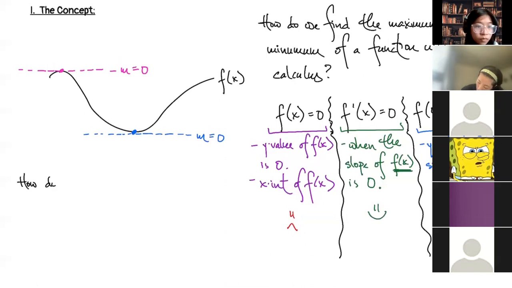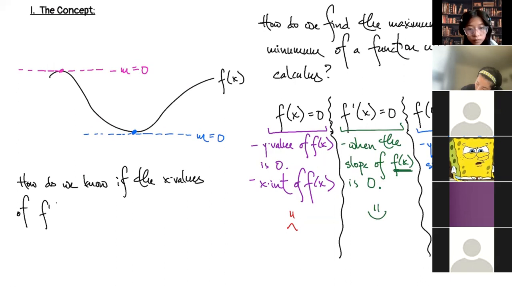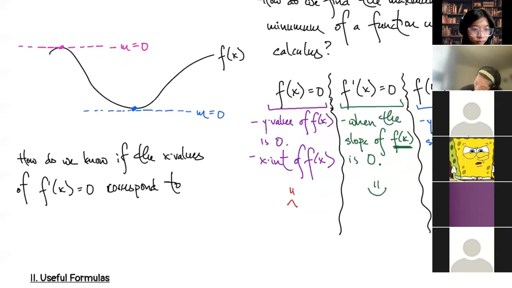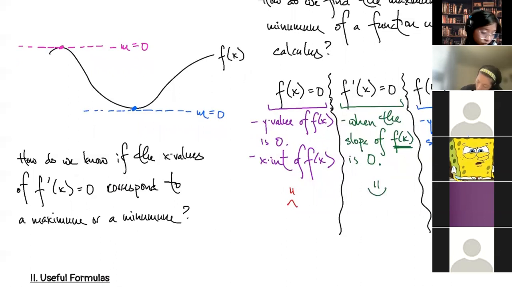How do we know if the x values of f prime of x equals 0 correspond to a maximum or a minimum? Okay, so how do we know if the x values of f prime of x correspond to a maximum or minimum?